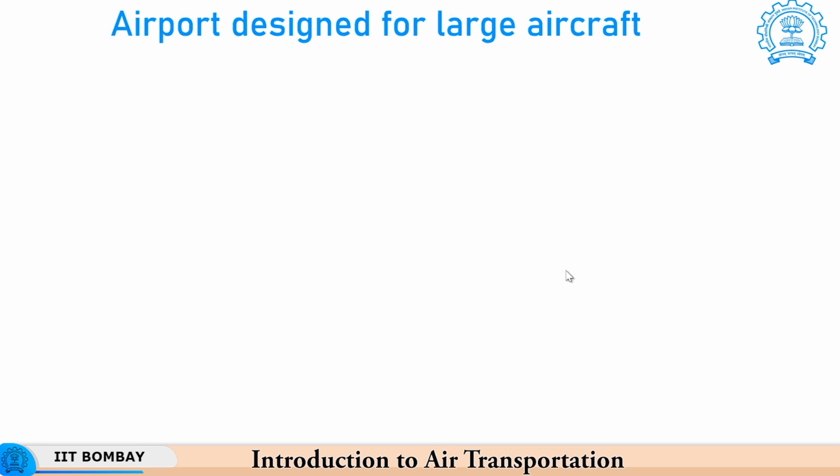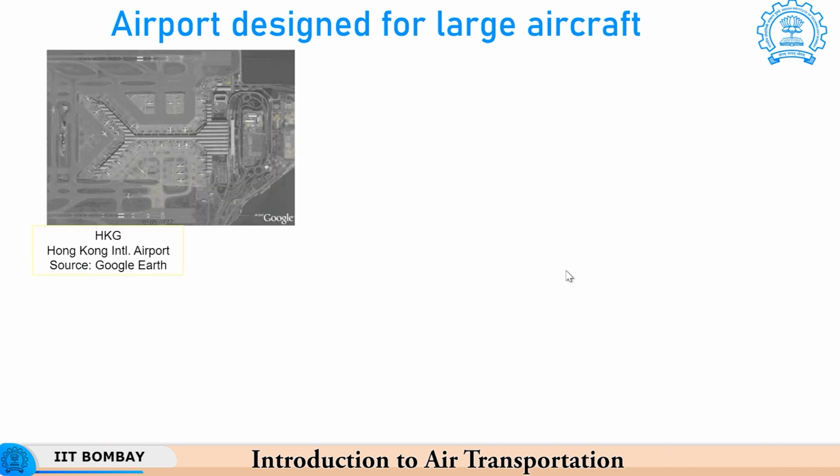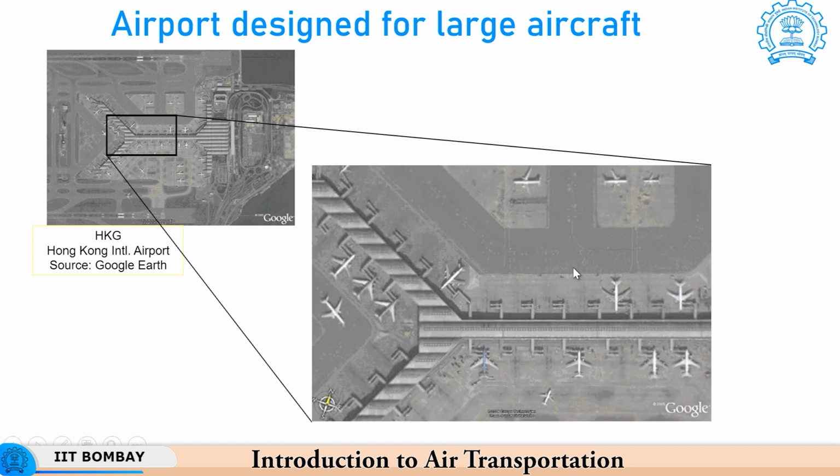Now, let us look at 2 examples. One, an airport designed for large aircraft, how it looks and what kind of features it has, and also an airport designed for small aircraft. So, for the airport designed for large aircraft, I have chosen Hong Kong airport. You can see, if you zoom in here, that this particular terminal has a kind of X configuration. So, you have these Y here and then you have another Y here. So, it looks like an X configuration, and you can see that there are these gates which are available for each of these large aircraft.